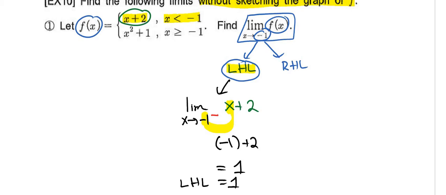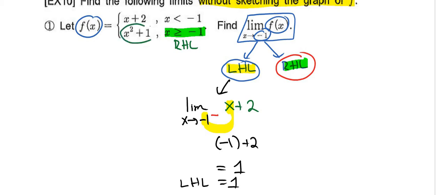Now I need to evaluate the right-hand limit. I'm going to use a different color here. For the right-hand limit, I need to look at this inequality here: x is greater than or equal to -1. That's the right-hand side, so this is the right-hand limit. And I am looking at this function because x squared plus 1 is represented when x is greater than or equal to -1, which is on the right-hand side.